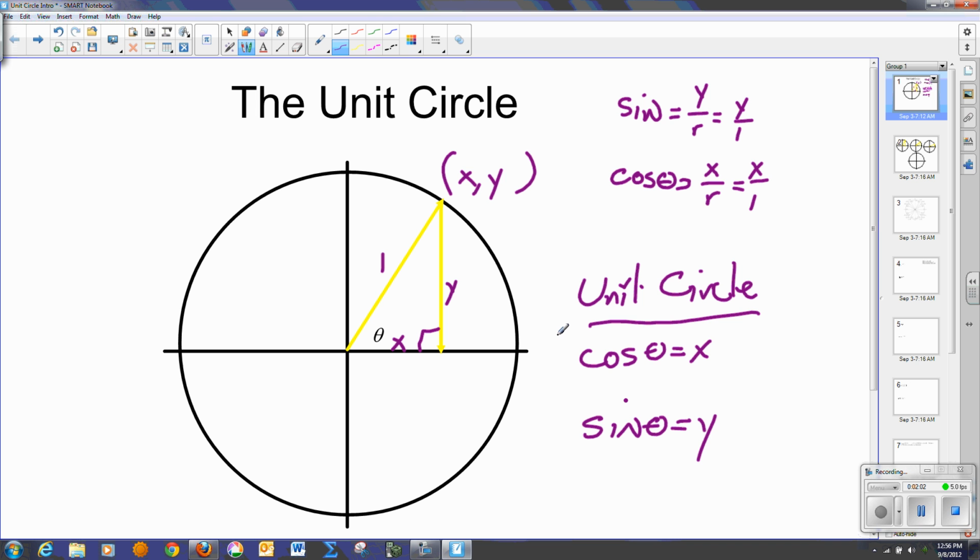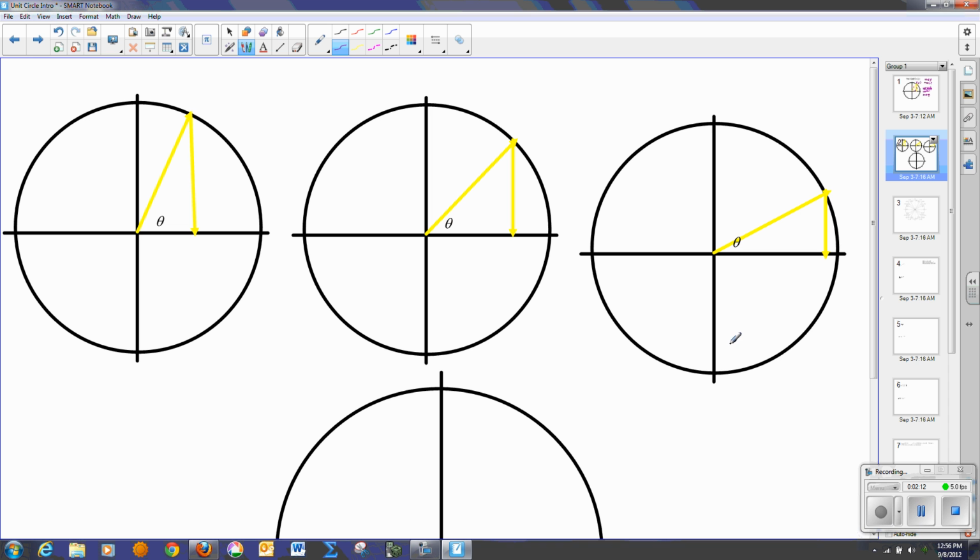Now what we're going to do is take our triangle and split it up into a couple of special triangles that we talked about in the previous lecture. We're going to first say, all right, well, what happens if I have a theta value of 60 degrees or a theta value of 45 degrees or a theta value of 30 degrees? What are my x and y coordinates going to be?